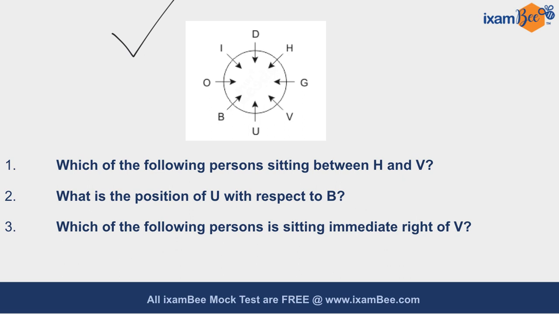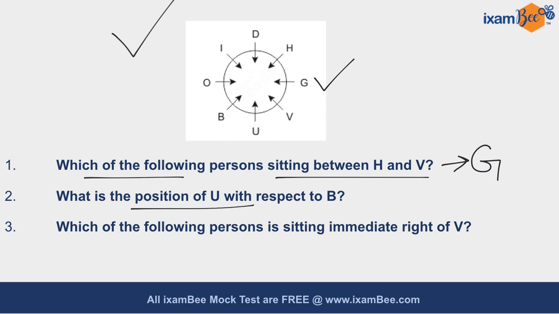Basis on this arrangement, you have to answer some questions. First question states, which of the following persons is sitting between H and V? Clearly, G is sitting between H and V. So the correct answer for this particular question is G.